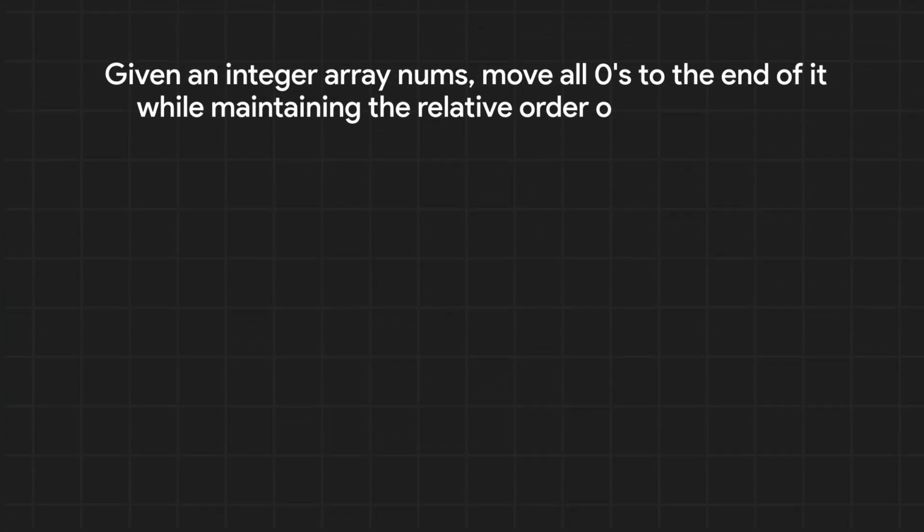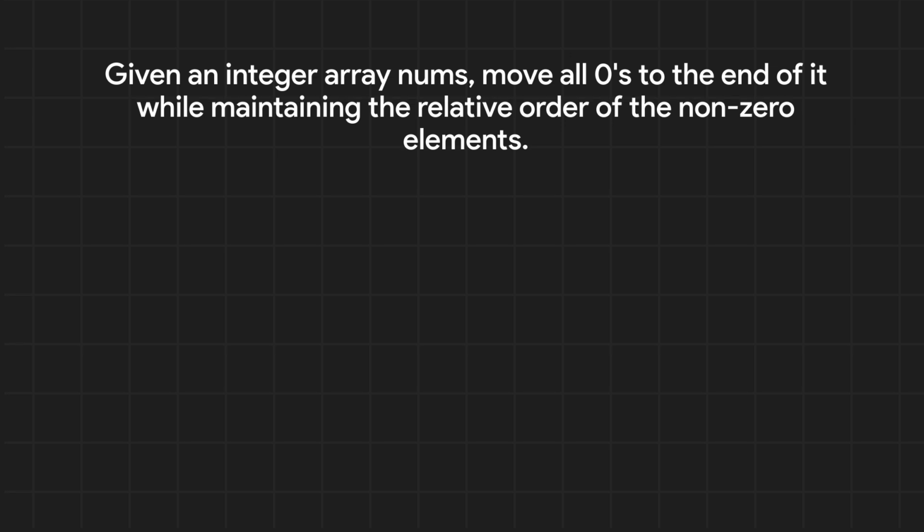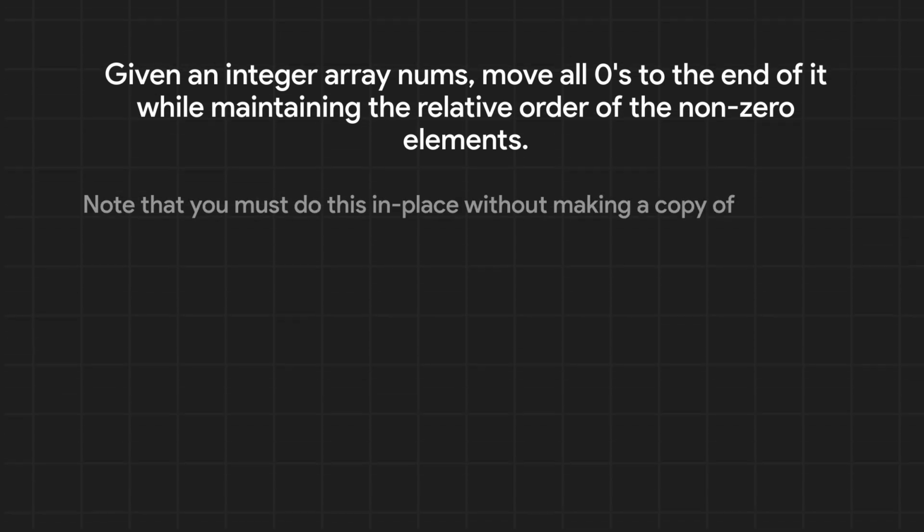Now let's tackle the next question. Given an integer array nums, move all zeros to the end of it while maintaining the relative order of the non-zero elements. So we also have a note here that you must do this in place without making a copy of the array. Let me explain this question first.